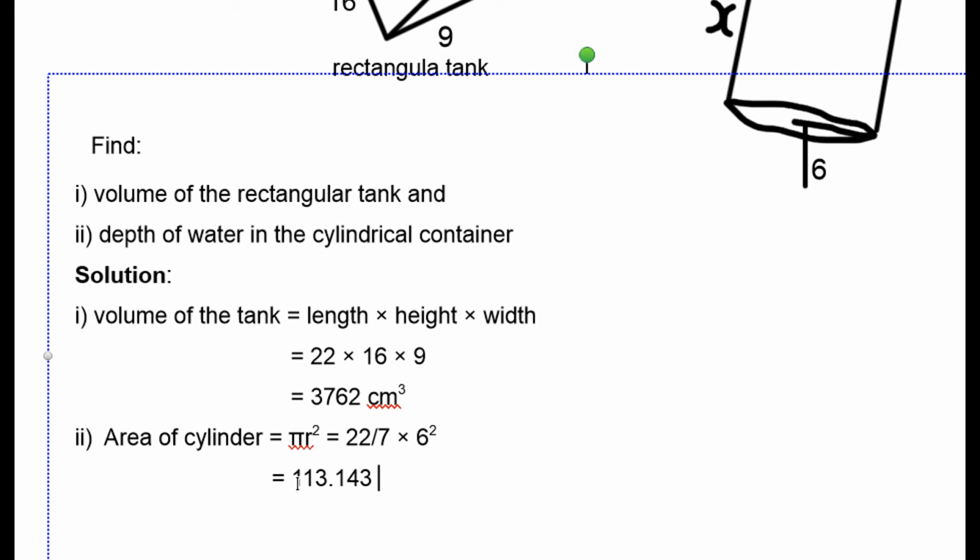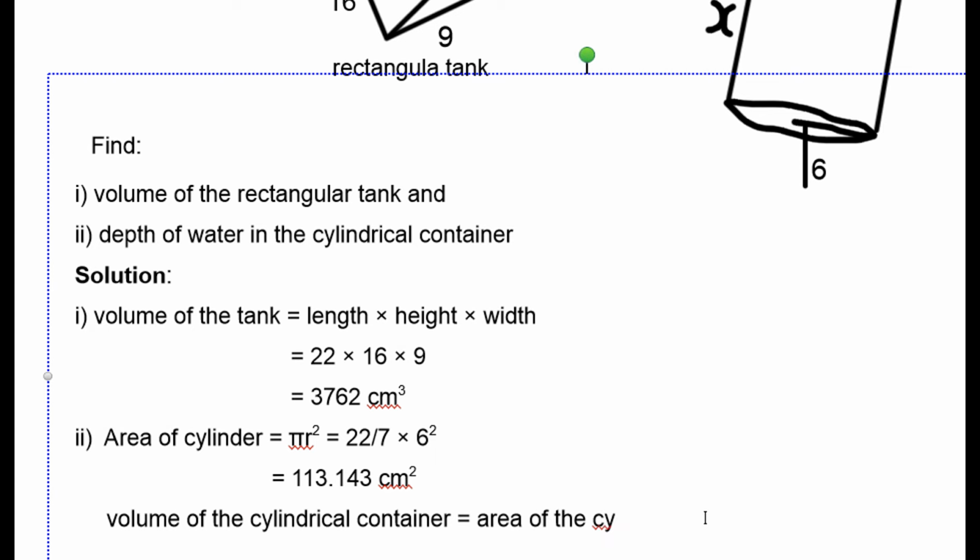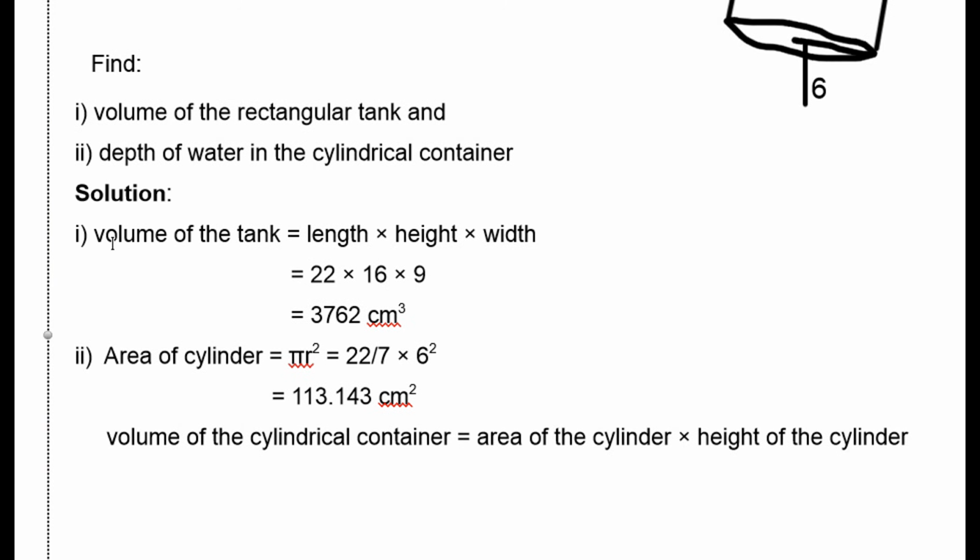43 centimeter square. Now the volume of the cylindrical tank equals the area of the cylinder times the height of the cylinder. Since all the water in the tank is poured into the cylinder, the volume of the tank is the same thing as the volume of the cylinder.